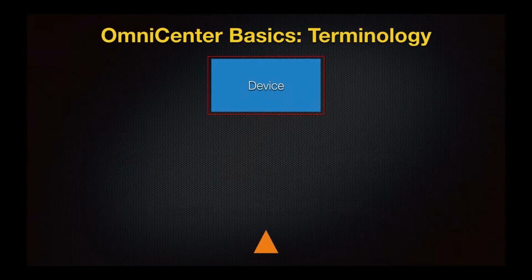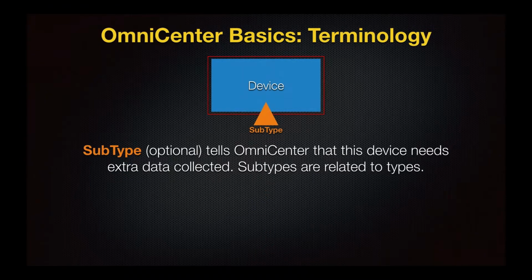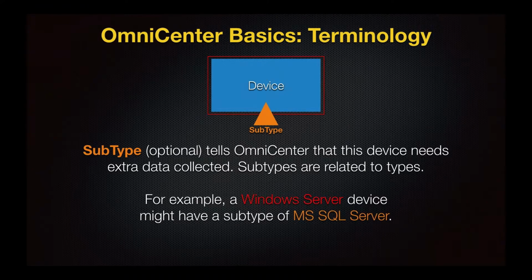Types can also have subtypes associated with them, and a subtype extends the type to add additional data collection. So the idea is that subtypes are typically used for applications running on a device. So, for example, a Windows server might have a subtype of MS SQL Server because it's an application that's running on the device, and it's additional stats we'll want to collect from it.